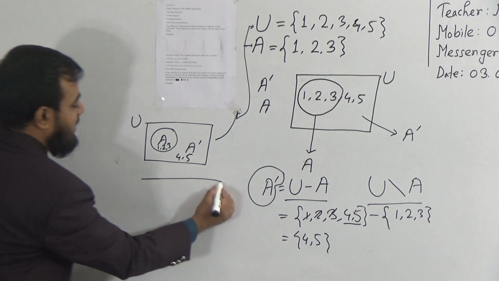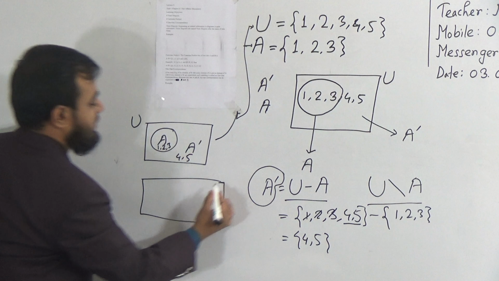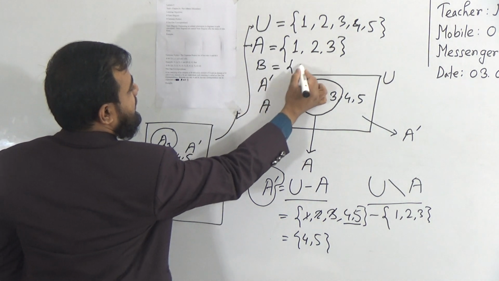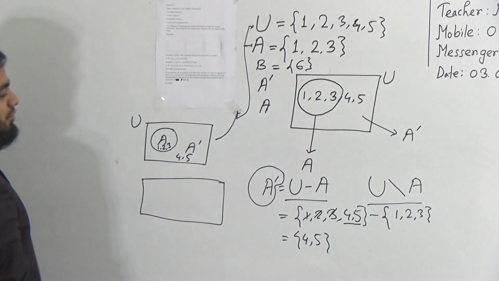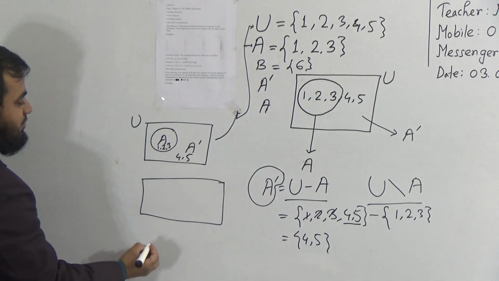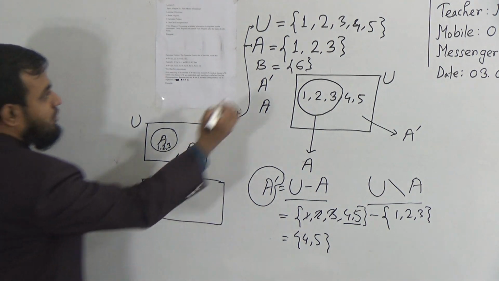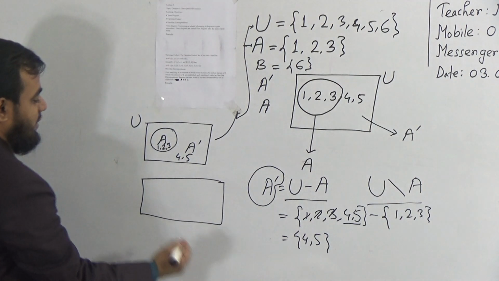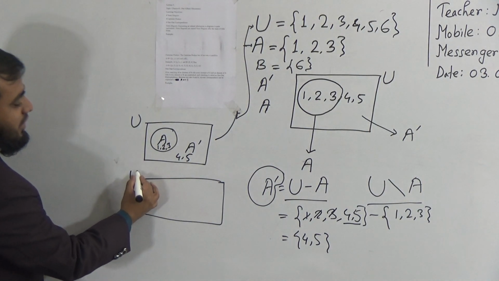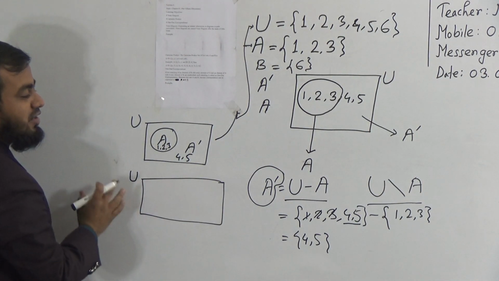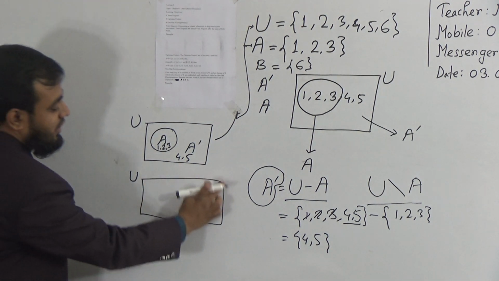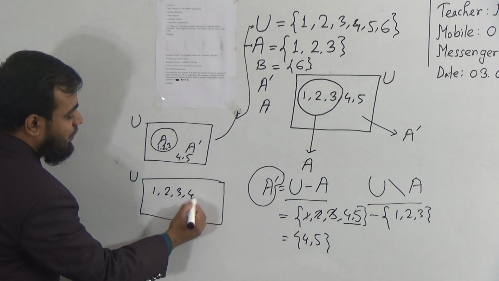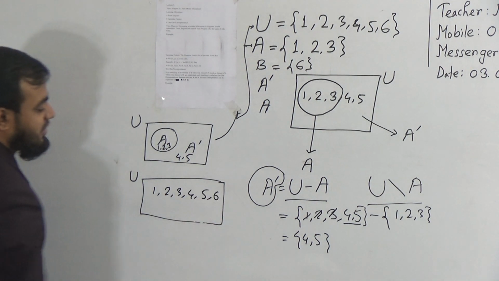We can express another Venn diagram. Suppose there is another set B, where B is equal to {6}. So we can express it by the union. The U set also contains the set B because U is the whole set. Then we can construct U as this rectangle, that means this Venn diagram. In this rectangle U, all the elements 1, 2, 3, 4, 5 and 6 are present.